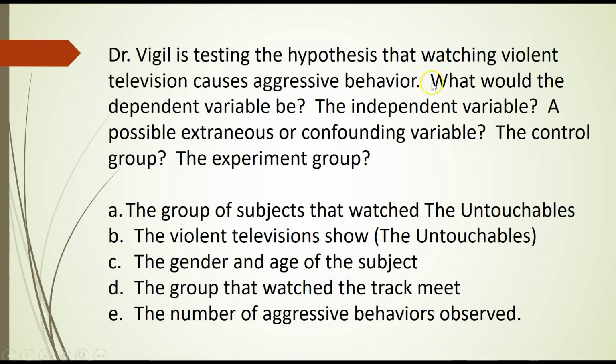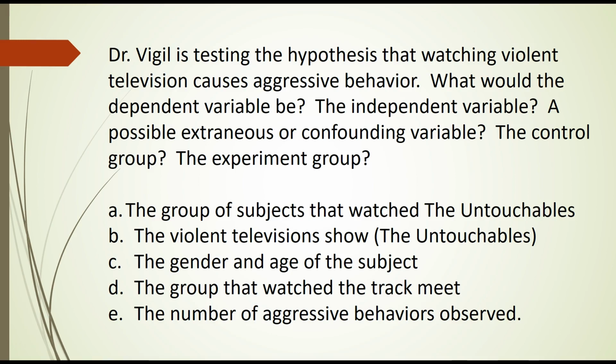So the dependent variable would be the number of aggressive behaviors observed. The reason for that is in the hypothesis, the researcher believes that the number of aggressive behaviors depends on what kind of television the children were exposed to. Second, the independent variable would be the violent television show, The Untouchables. I have a typo on there, sorry. It should be television show, The Untouchables.